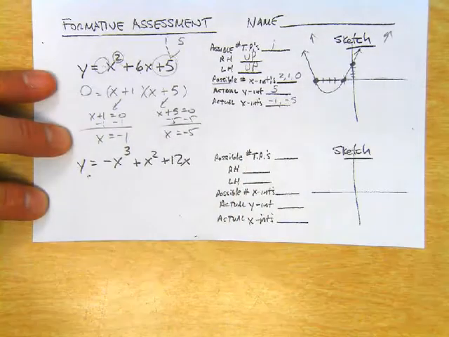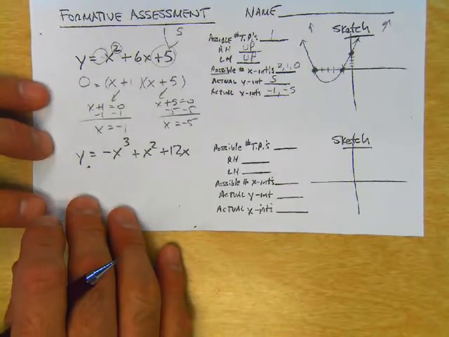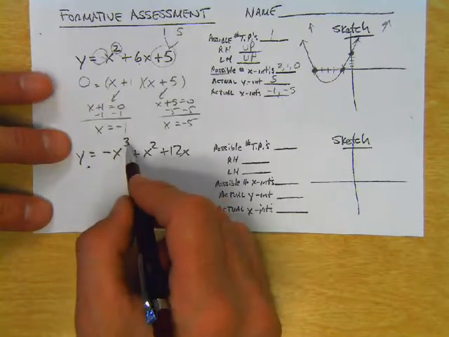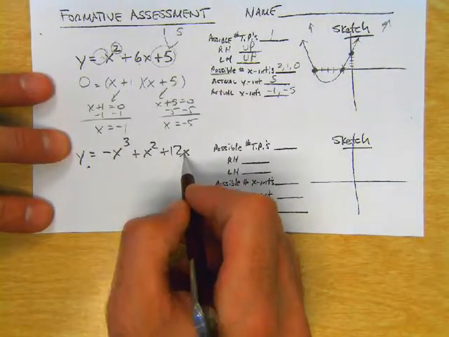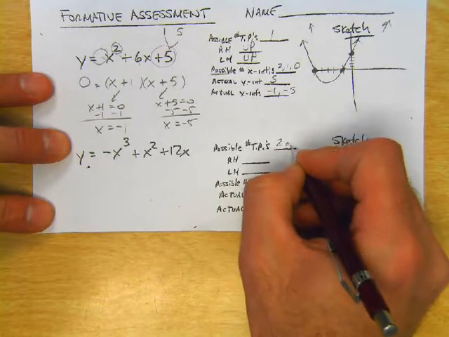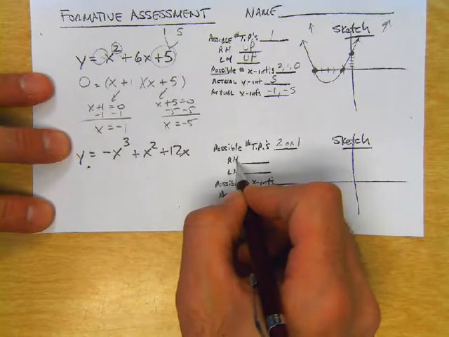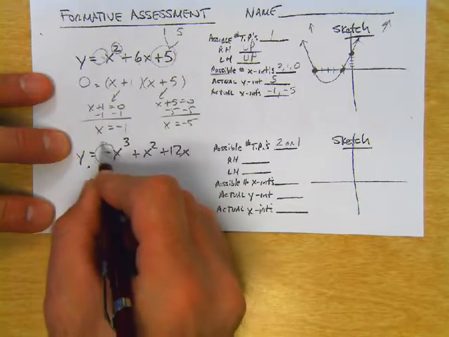Okay, let's take a look at the next one. The next one is a cubic trinomial. So the possible number of turning points is 2 or 1. The lead coefficient is negative.